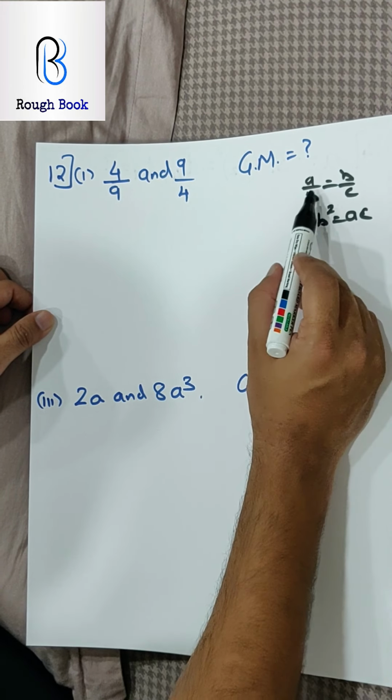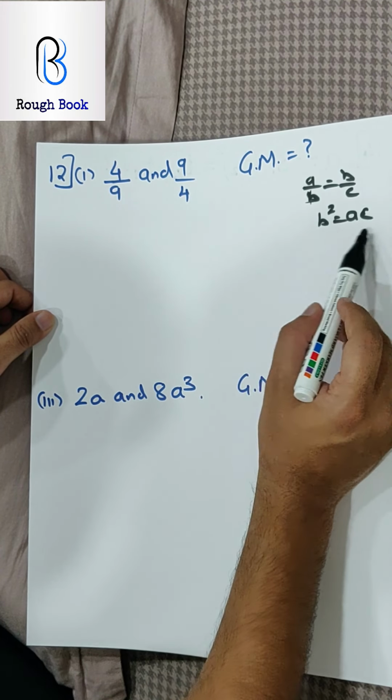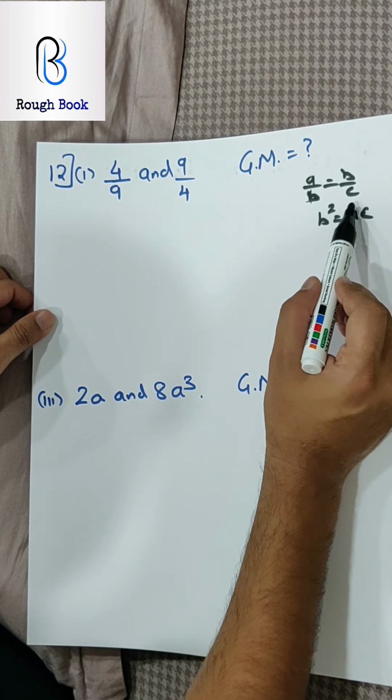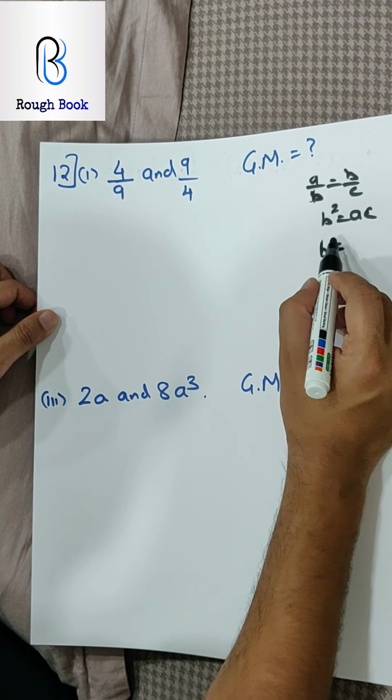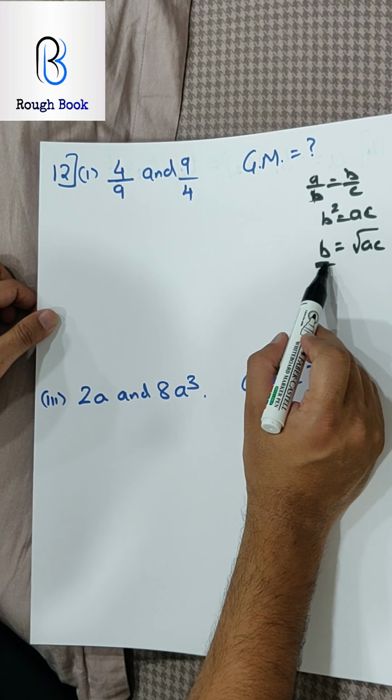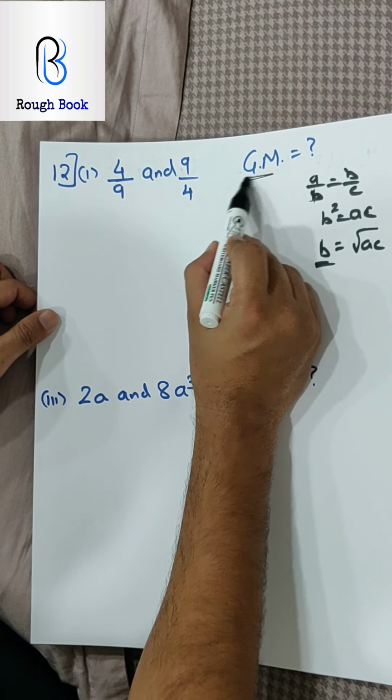That is your proportion. Which proportion? Continuous proportion. So A upon B, B upon C. So what is the value of B? B becomes root of AC. So B is basically the geometric mean or the middle number. That's what they are trying to ask us.